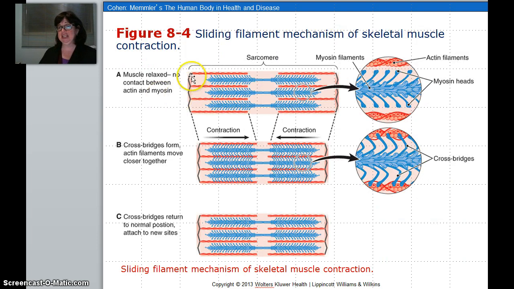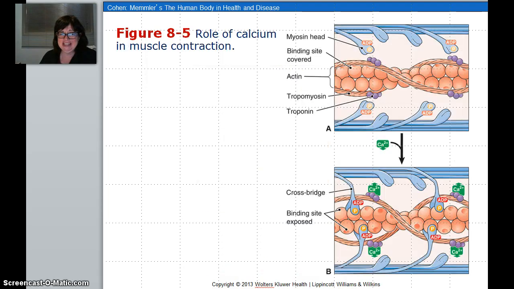Now, let's look at the sarcomere. The sarcomere is the contracting unit. Here you have the Z line. That's what causes the striations. There are two types of fibers in the muscle. You have thin actin and you have long fuzzy myosin. The myosin has the heads. When you look at the actin, it actually has a complex on it.